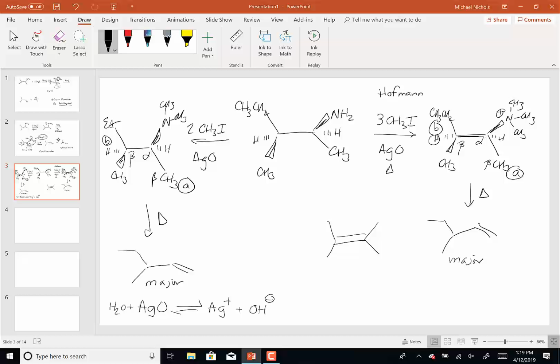For the other products, so like it ends with the 3. Is there a plus charge also? No? Can you write it out? How do you write out what? The other product. Oh, the other product is going to have the H attached to the nitrogen with the 3 methyl groups. So there is going to be a plus charge on it.